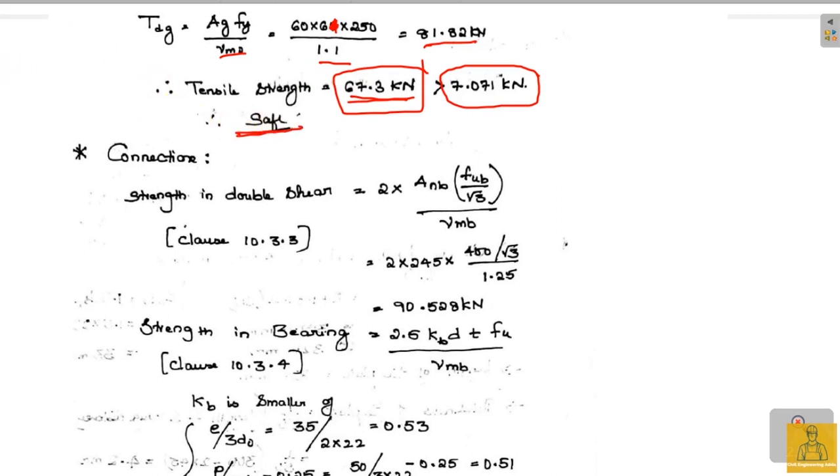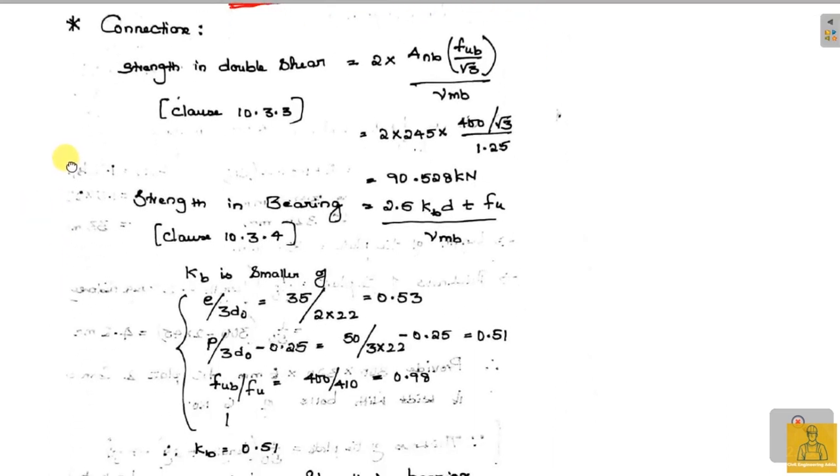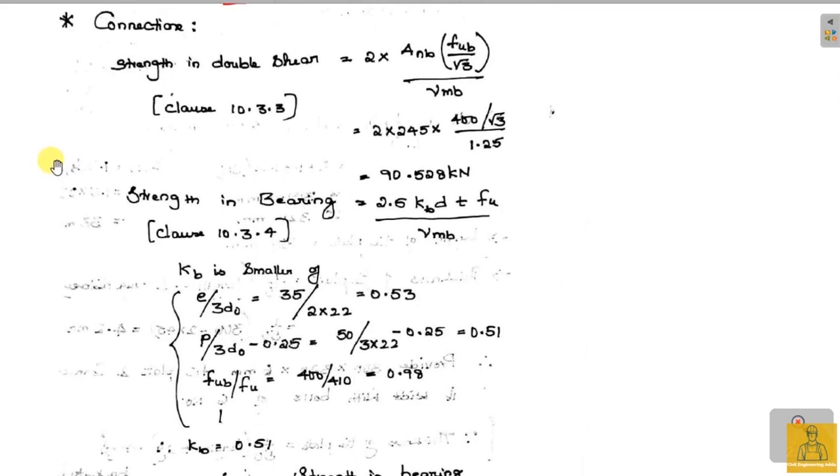Now you have to decide the connection. What is meant by connection? The joining of two members by any manner, by bolt or by weld, is nothing but a connection. So what we are going to do is adopt this bolt as the connection, bolt connection. And you know what is the bolt strength?